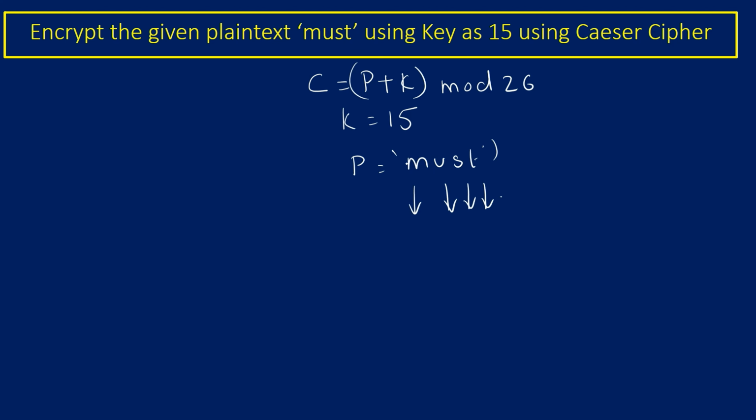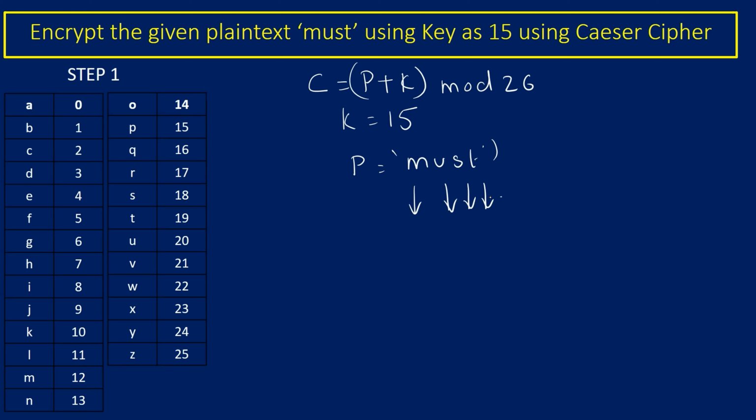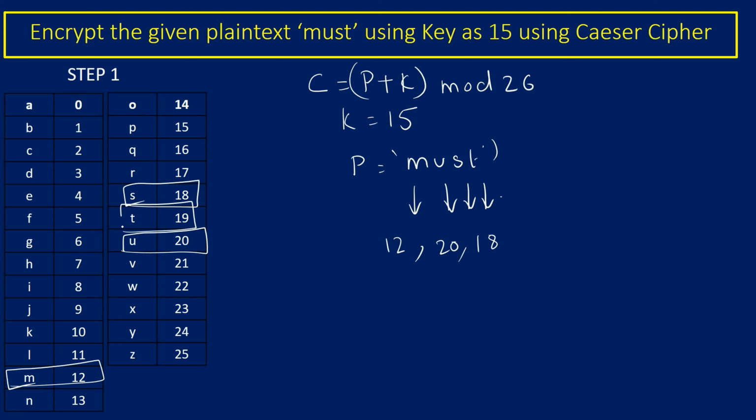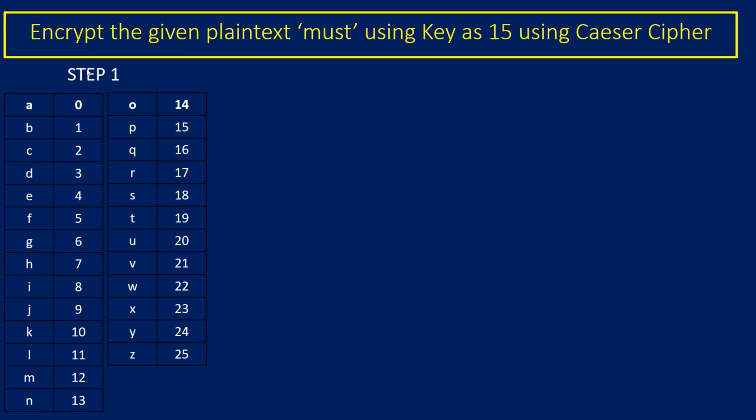In order to map these letters into numbers, we have to make use of the mapping table in step 1. So we use a mapping table now and assign numbers to each of these letters. For example, for M, we assign the number 12. For U, we assign the number 20. For S, we assign the number 18. For T, we assign the number 19. So we have to assign numbers to each of the letters so that we can use this formula and encrypt it. Going ahead with step 2.